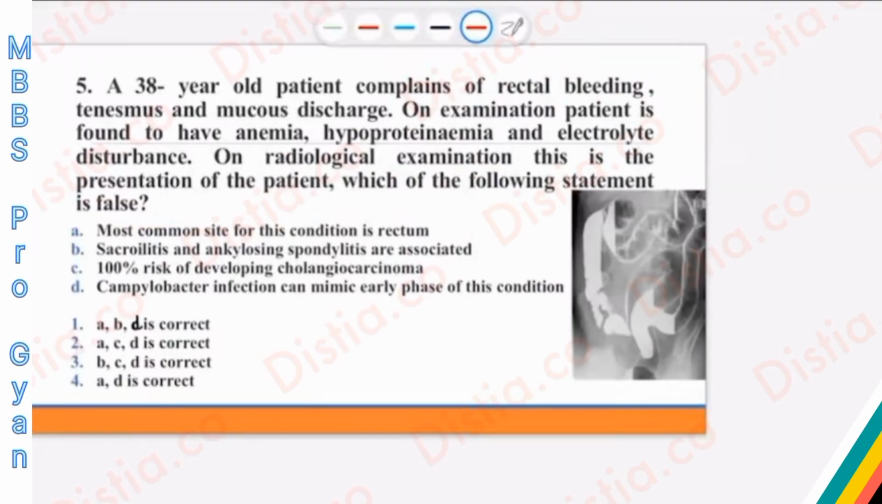Coming to the next question, it is talking about a 38-year-old patient complaining of rectal bleeding, tenesmus and mucus discharge. Tenesmus means sensation of incomplete evacuation, like he feels that he needs to use the washroom again. On examination, he is having anemia, hypoproteinemia and electrolyte imbalance. That means that the amount of blood loss is pretty substantial and there is even a decreased amount of protein.